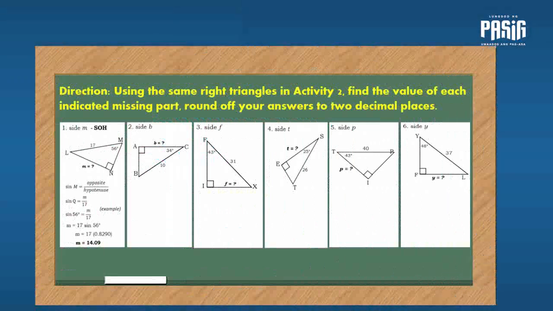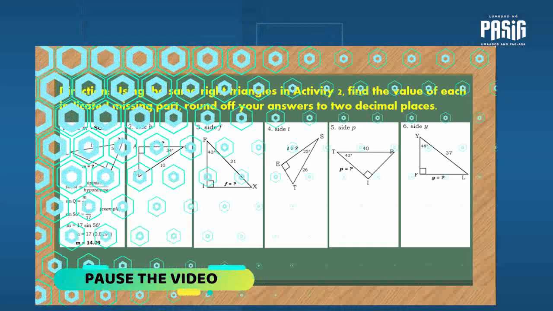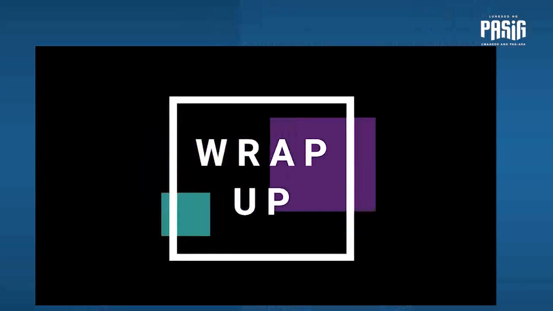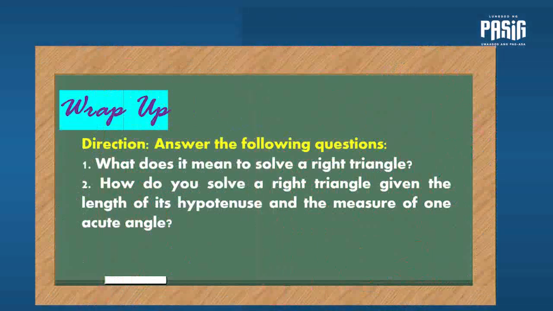Using the same right triangles in activity number 2, find the value of each indicated missing part. Round off your answers to 2 decimal places. Answer the following questions in your notebook. Number 1. What does it mean to solve a right triangle? Number 2. How do you solve a right triangle given the length of its hypotenuse and the measure of one acute angle?